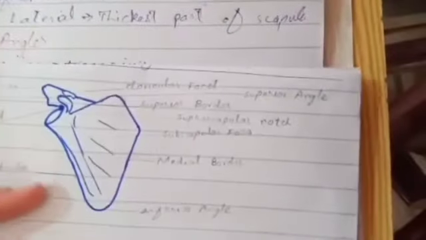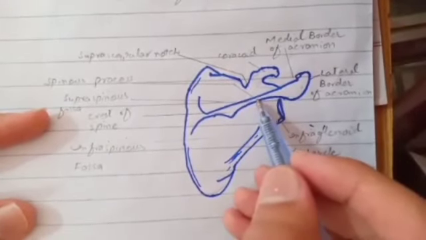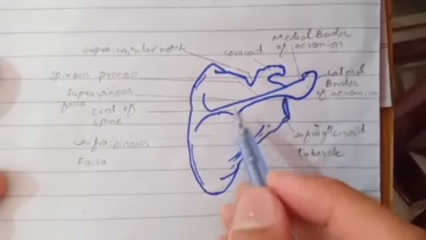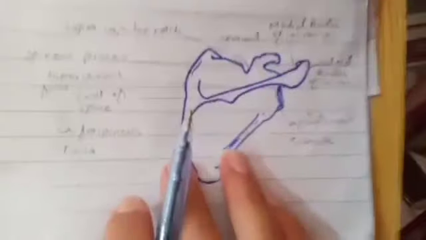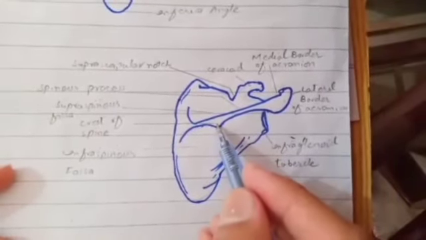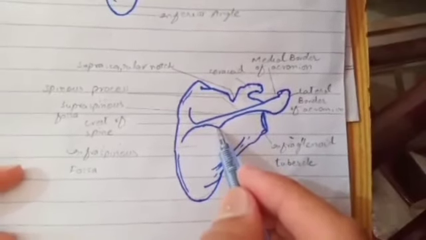So now here is the diagram. Look, this is the spinous process, right? It has three borders, two surfaces. Its posterior border is called the crest of spine. This is the posterior border called crest of spine. Here are its lips, upper lip, lower lip, right?